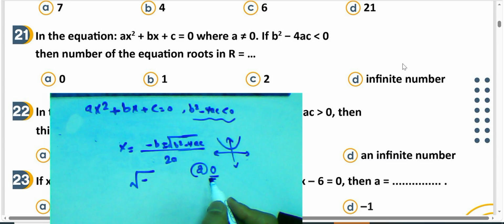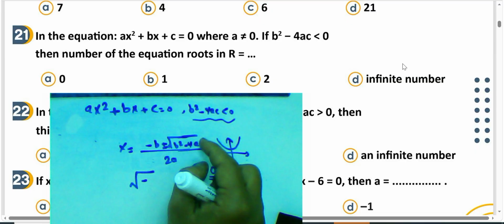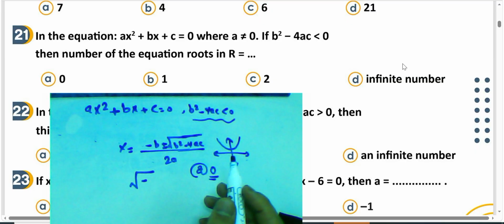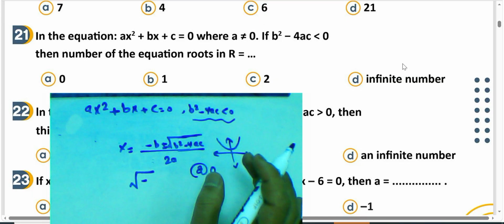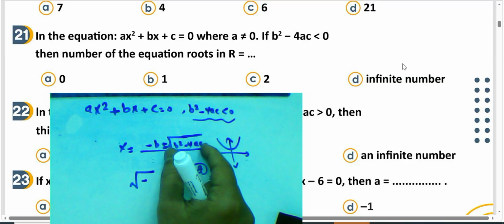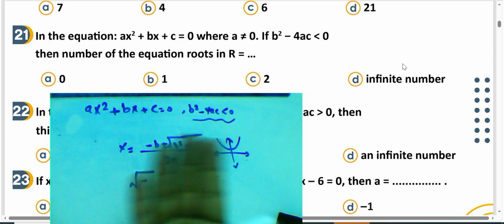The number of roots in R will be 0 because this expression is negative, and we know an expression under a square root that is negative does not belong to R. We haven't any solution in real numbers. So the result here will be 0. The answer will be letter A, because the expression is negative and we haven't any solution in R.